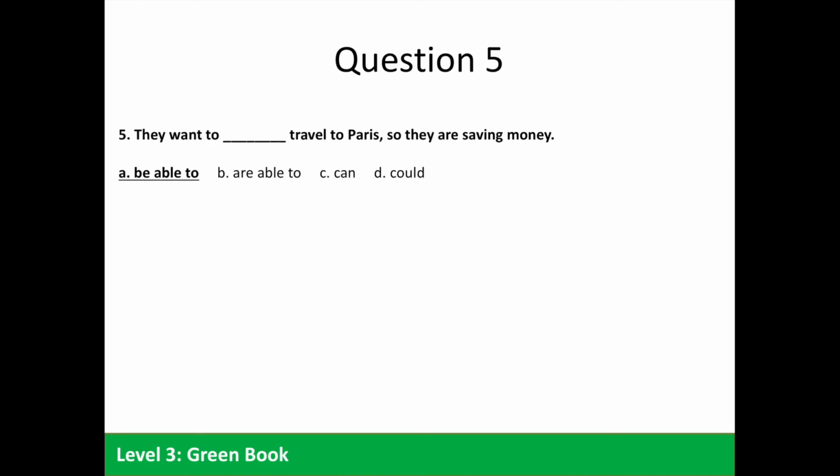Question 5. They want to blank travel to Paris, so they are saving money. Again, we have want to, which means we have an infinitive. We use be able to after an infinitive, so A is the correct answer.